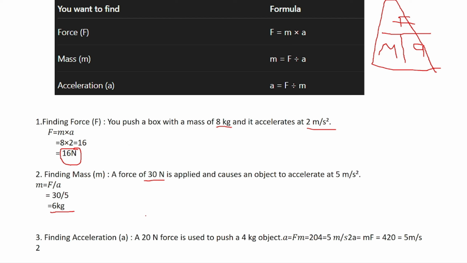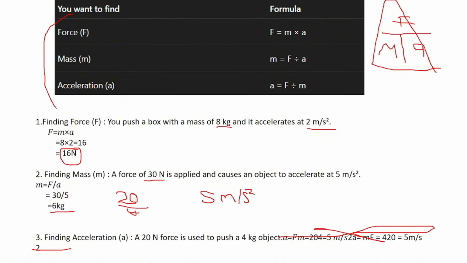And for me to find the acceleration, I'll divide the force. A 20 N force is used to push a 4 kg object. So for me to find the acceleration, in meters per second squared, I'm going to divide the force, which is 20, by 4, which is going to be 5. That means the amount of acceleration is 5 meters per second squared. So this basically is the formula to find force, mass, and acceleration.